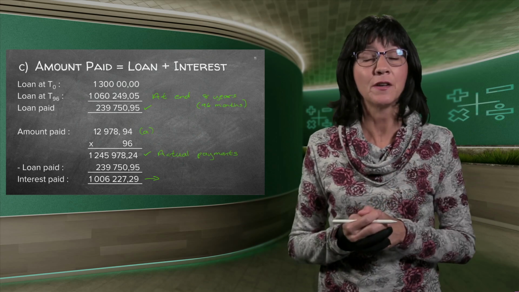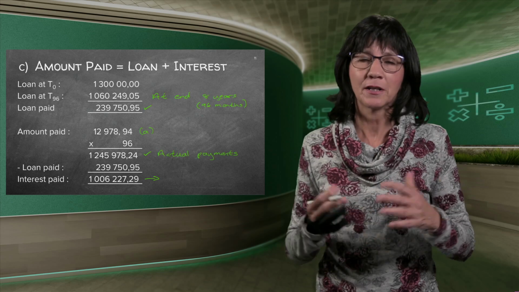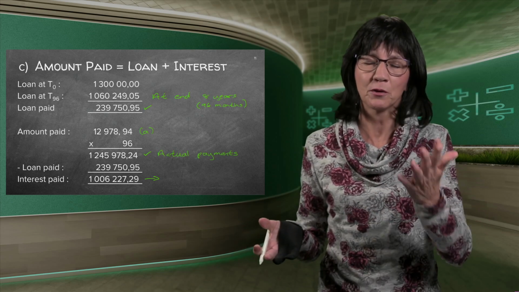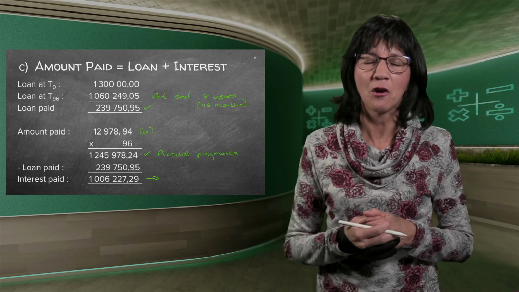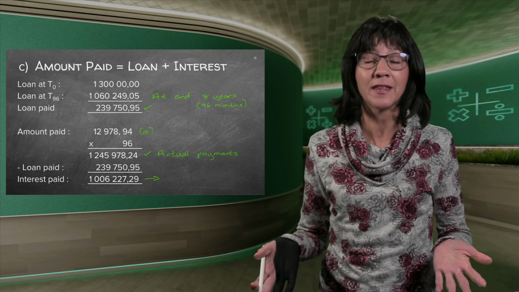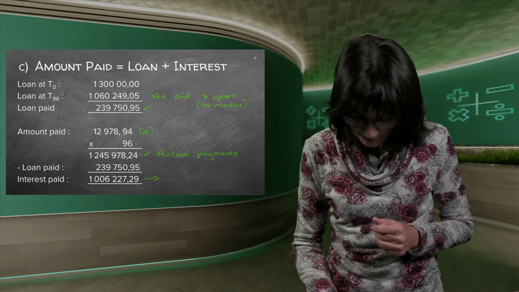So the best thing in life is if you do not take out a loan. But unfortunately, for a house, very few people can just buy a house. You have to take out a loan. But for other things, try and save rather and don't take out loans, because you see how high the interest is in the end. So let's just quickly go back.